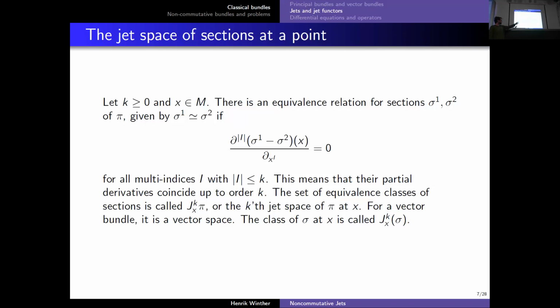And we have some notation for this. At the bottom, the class of sigma at x is called j^k_x sigma. And the set of equivalence classes of sections at x is called J^k_x xi. So that's just at a point up until now. Depending on the structure of your vector bundle, there can be more explicit ways to write this, like in terms of the algebra of smooth functions, for example. If that's your vector bundle, then you can write a much more explicit formula of this.